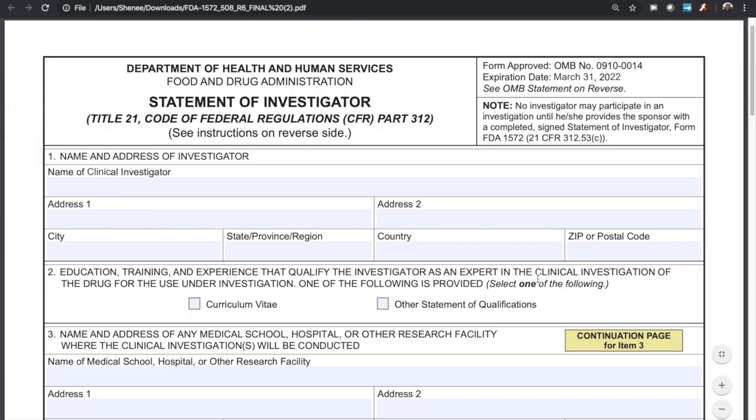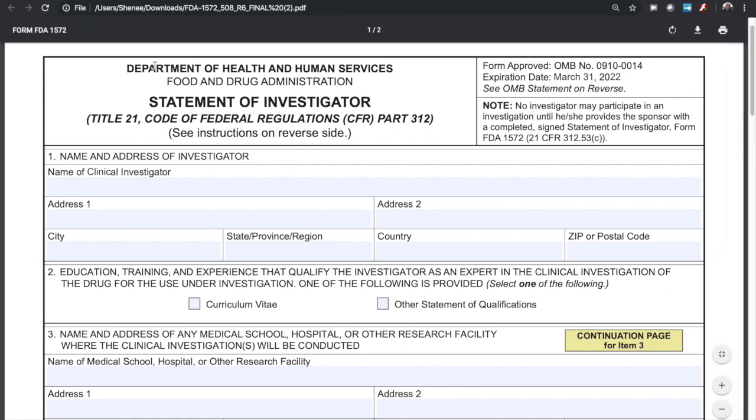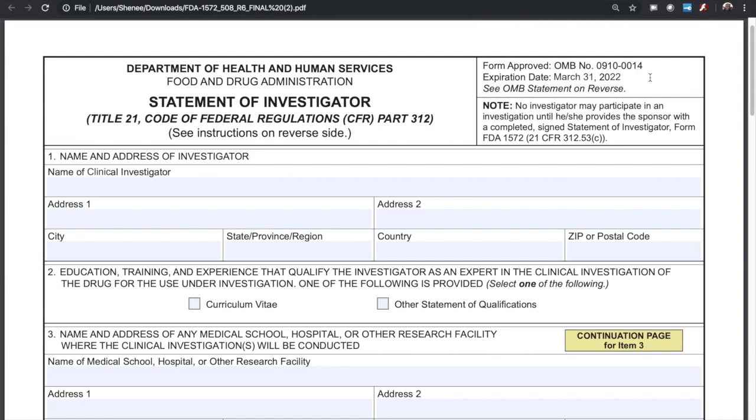So I'm actually going to record my screen and go over that document. Let's talk about this document. So this document, I literally just went to Google, put in a search for Form FDA 1572, okay, because that's how it's titled. And this is a document that comes from the Department of Health and Human Services, FDA. It's a statement of investigator. So as you can see, there's an expiration date on this form. This one expires March 31st, 2022.